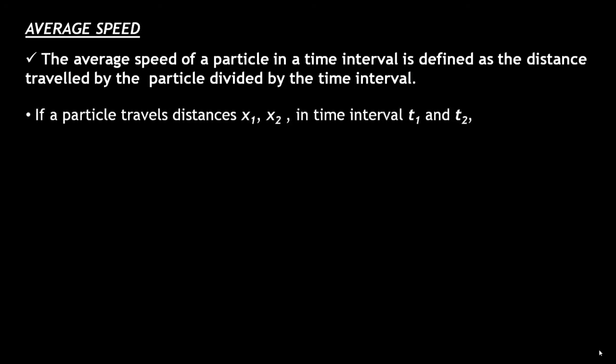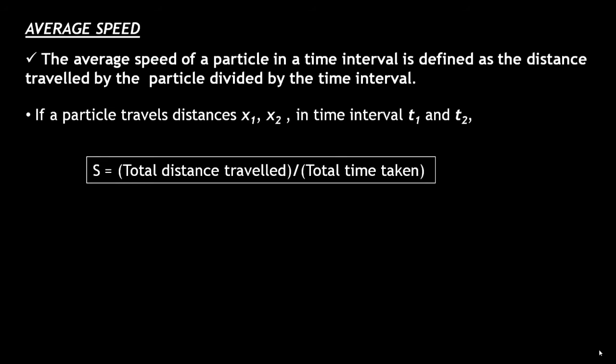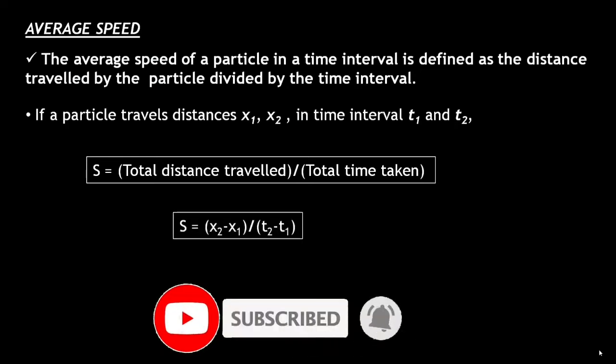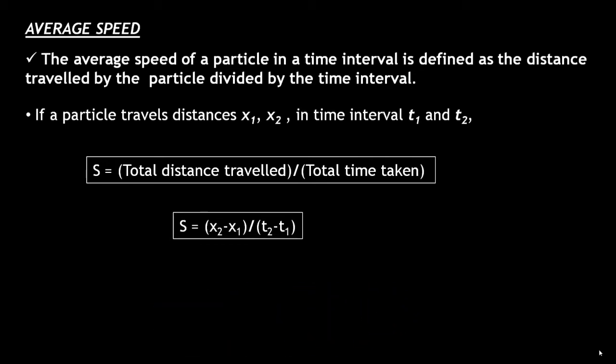If a particle travels distances x1, x2 in time intervals t1 and t2, we know from the definition that the average speed s is equal to the total distance traveled divided by the total time taken. Here the total distance traveled is x2 minus x1 and the total time taken will be t2 minus t1. Therefore the average speed s is equal to x2 minus x1 divided by t2 minus t1. So this is the formula for the average speed.